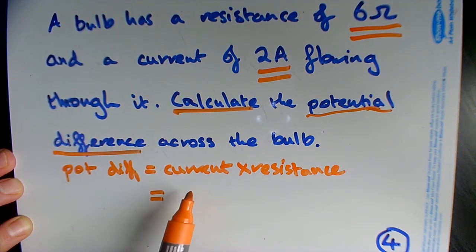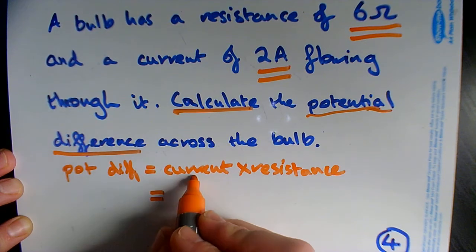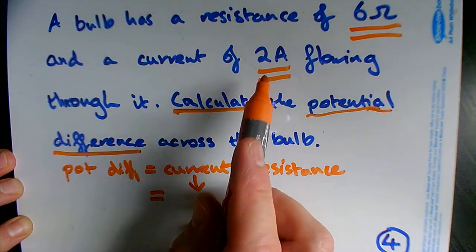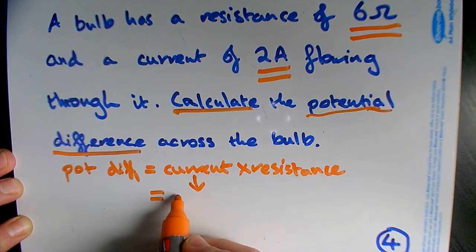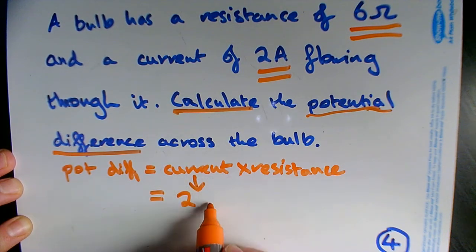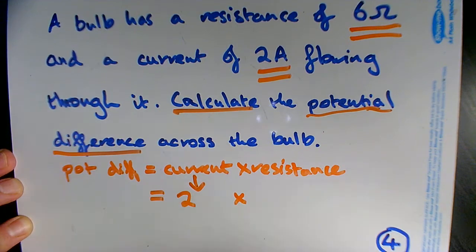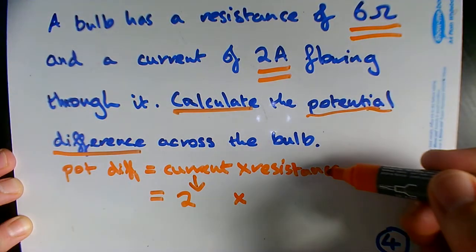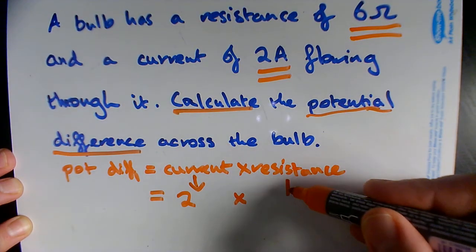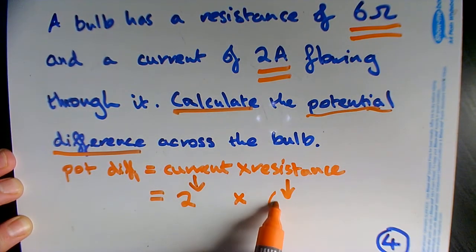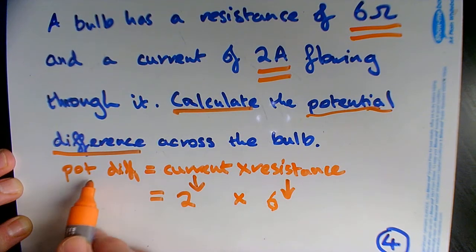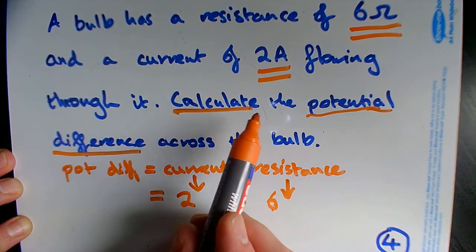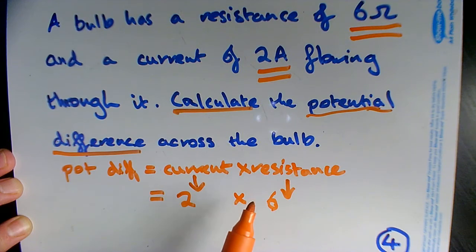So, take my values. First thing I want to put in is the current. Got a value of 2 amps, so it's 2. Current times resistance, the value of resistance I've highlighted in the question is 6 ohms, so 6. So my potential difference, the thing that the question has asked me to calculate, is equal to 2 times 6. Gives me a value of 12.